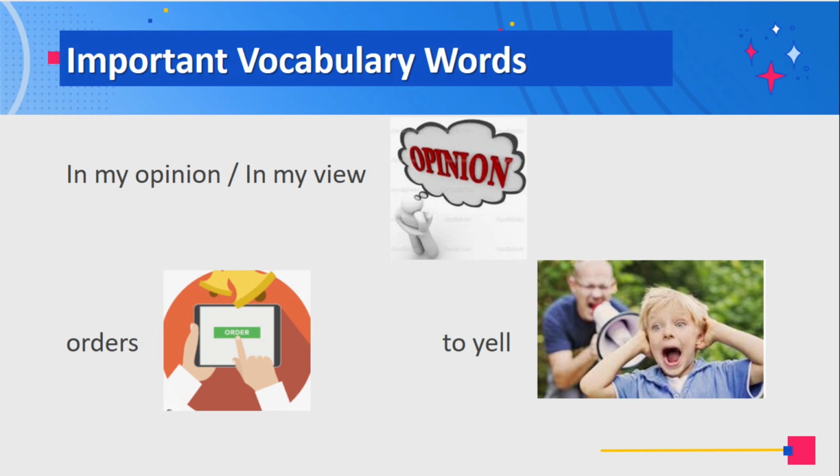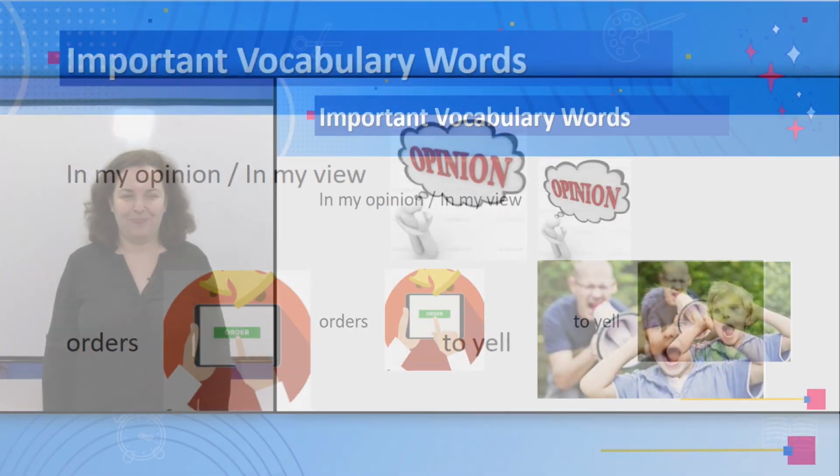On the bottom, you see the word orders. Sometimes you can order pizza on the internet. Orders. You can order, it's not very good to order people around to tell them what to do. And the word to yell. To yell is to scream.